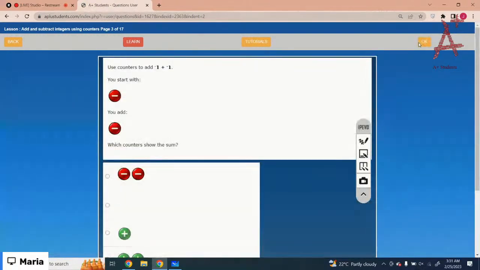Okay, the next one is -1 plus -1. Got it? So same counters cancel out each other. Both the counters cancel out each other, so you are left with nothing. Got it? Option number 2 is the correct option. That means you are left with 0, no counter. So just select the correct option and click on the OK button.